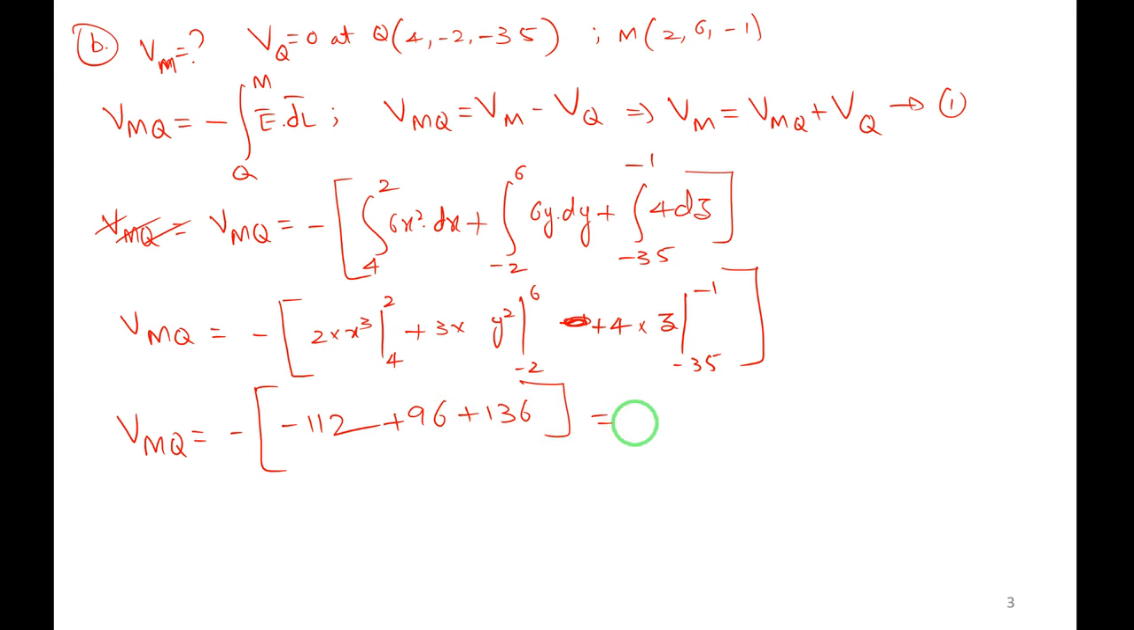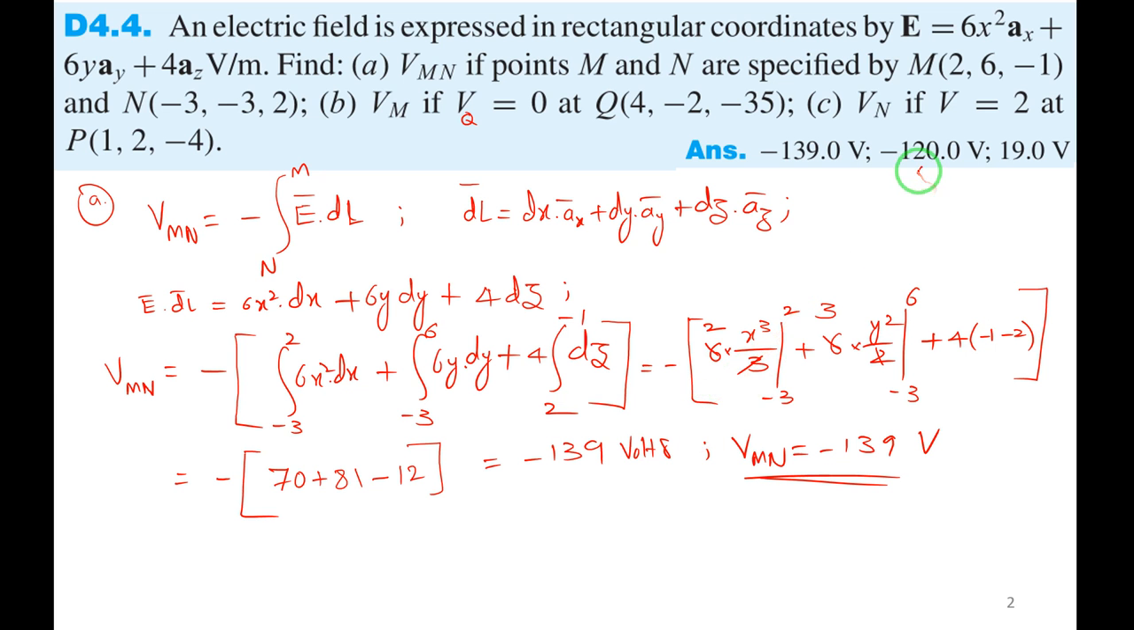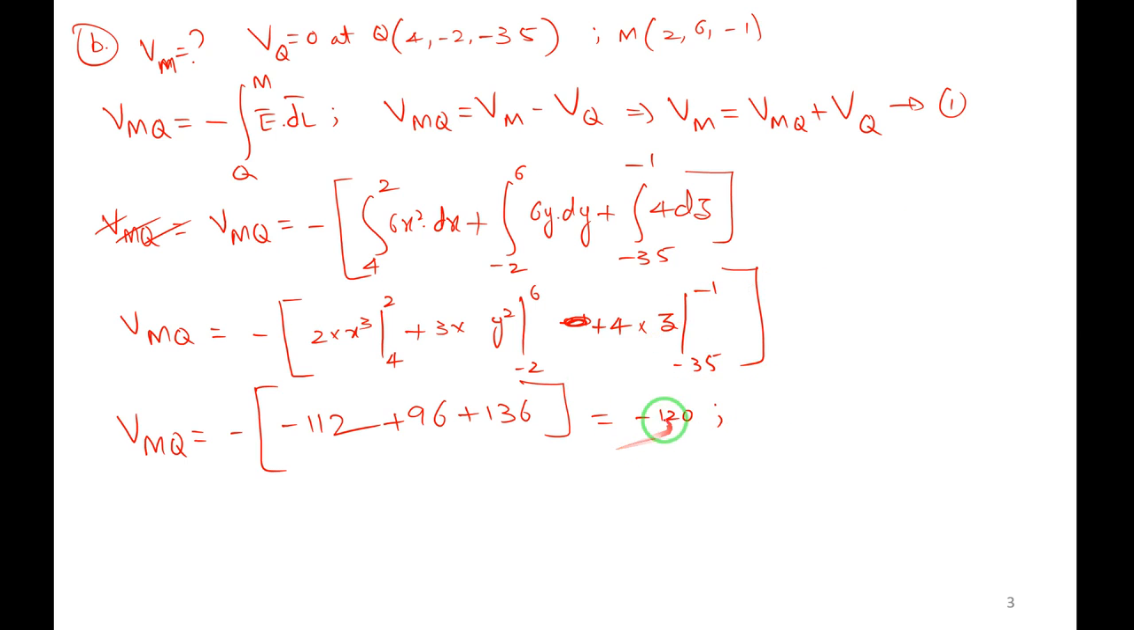So check it, minus 112 plus 96 plus 136, so I am getting it as 120, but this sign is minus, so minus 120. Let me check it. Yes, it is minus 120, correct. First one is over, second one is minus 120. So VMQ is minus 120.